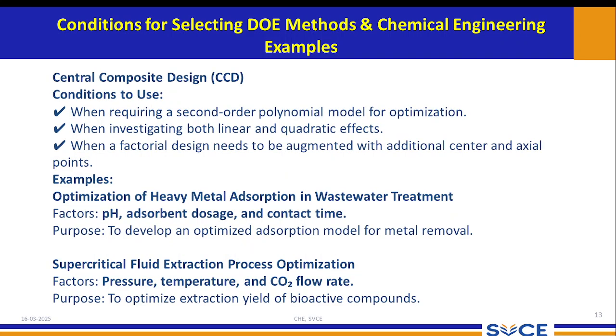And central composite design. Central composite design will give you a greater number of experiments when compared to the Box-Behnken, right? That's what we have seen in the last lecture. We'll see when we need to go for central composite design. Okay, when requiring a second order polynomial, even RSM is also second order. Okay, so what is second order? I will tell you in the coming few slides. When requiring a second order polynomial model for optimization, then we need to go for central composite design.